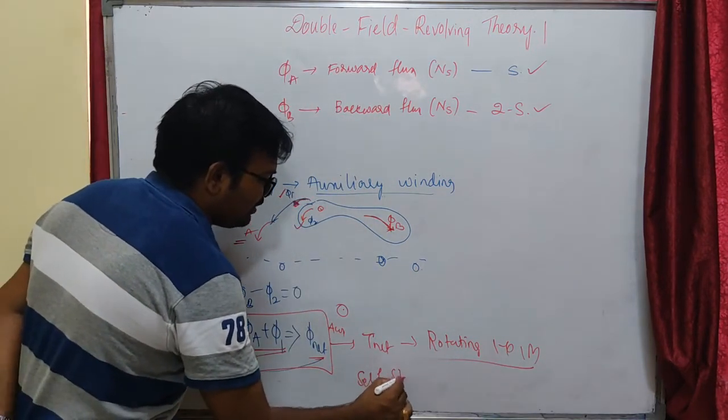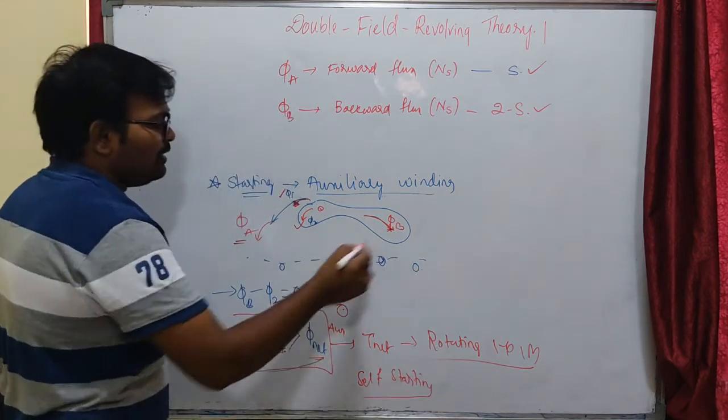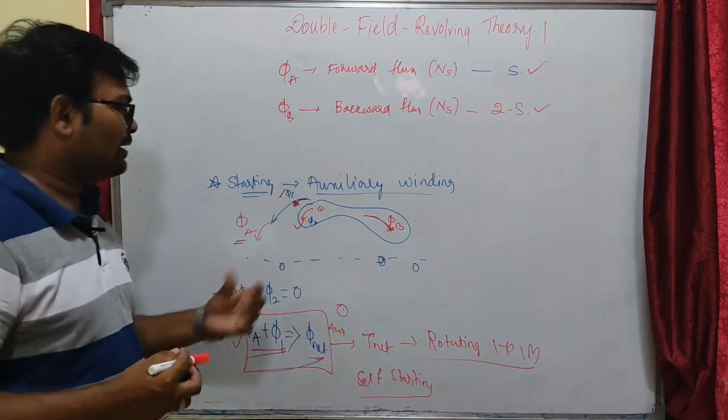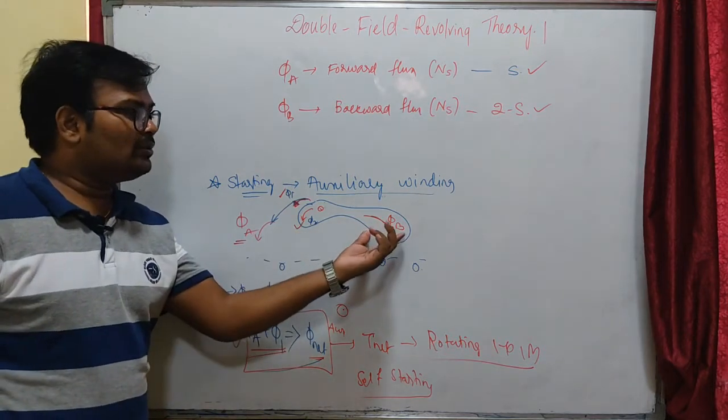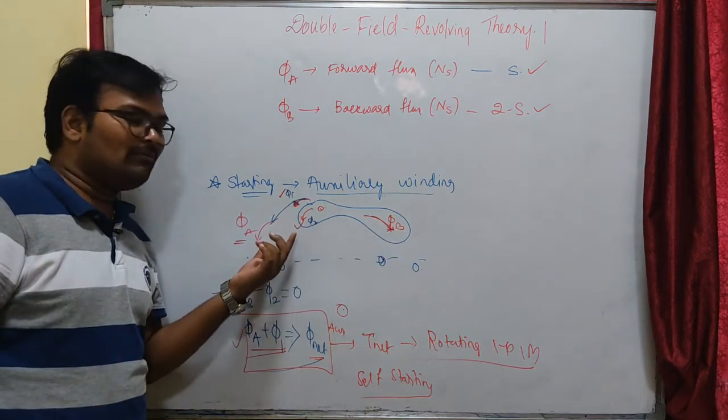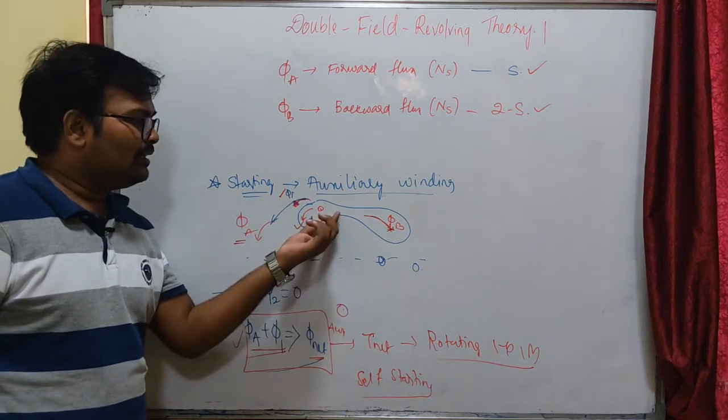Okay, I hope you understand the concept, because we have two equal and opposite rotating fluxes in the stator. Due to that there is no rotation in the rotor. Okay, if somehow we manage to nullify one flux, there will be some forwardly rotating flux. That is possible by having an auxiliary winding.